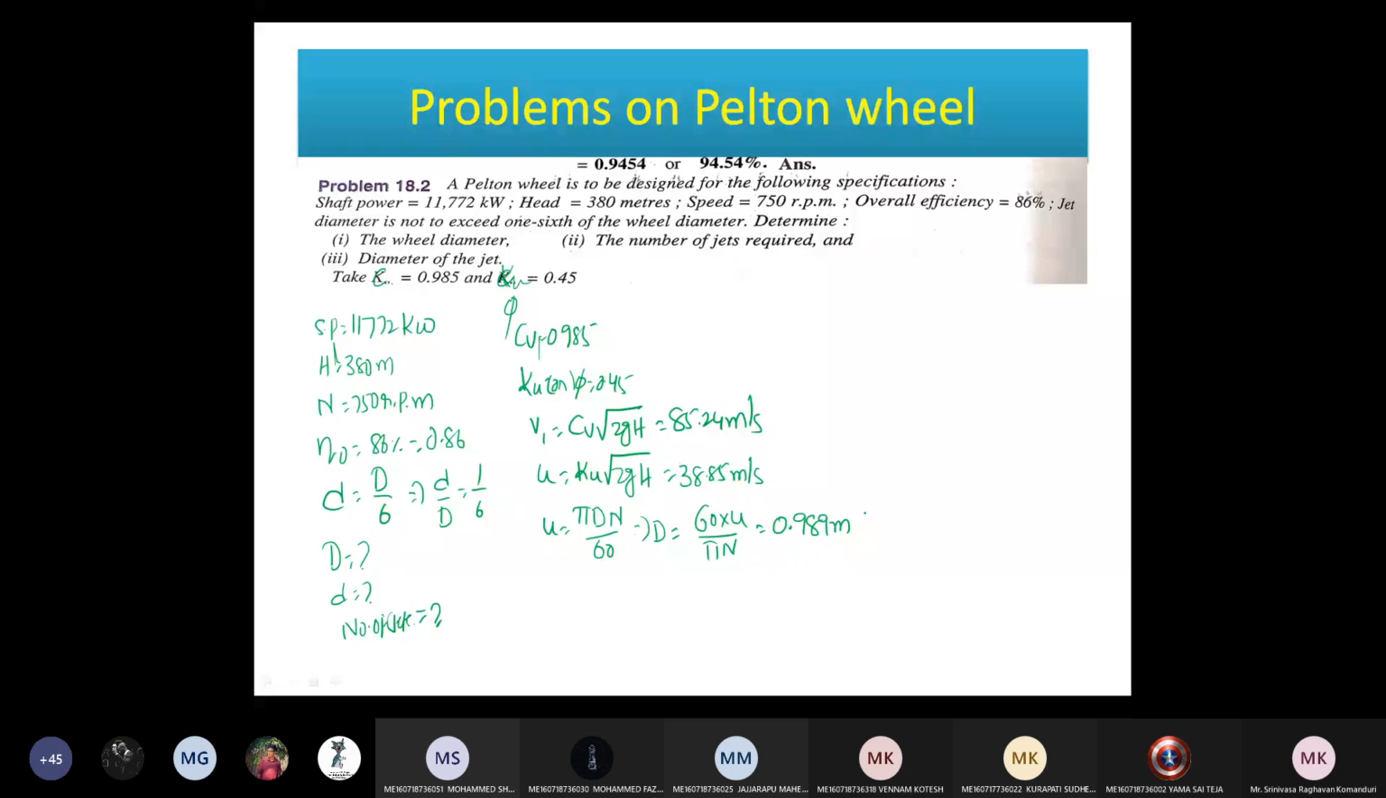So what is the relation between capital D and small d? Small d is equal to 0.165 meters. That is small d. So how to find out number of jets?